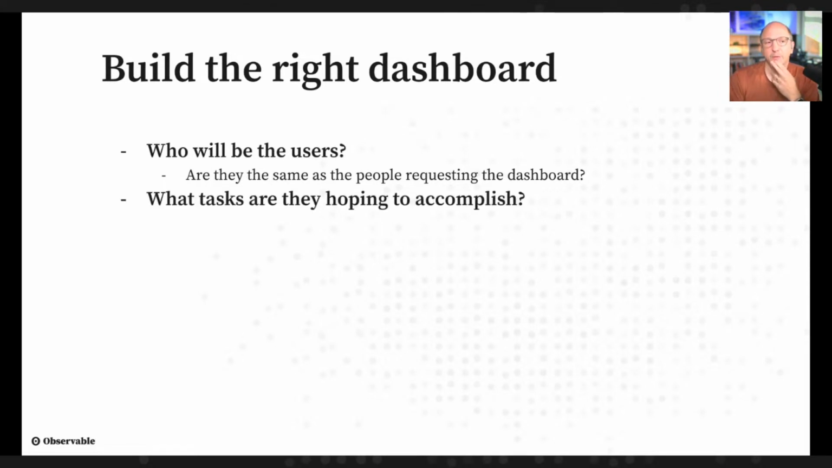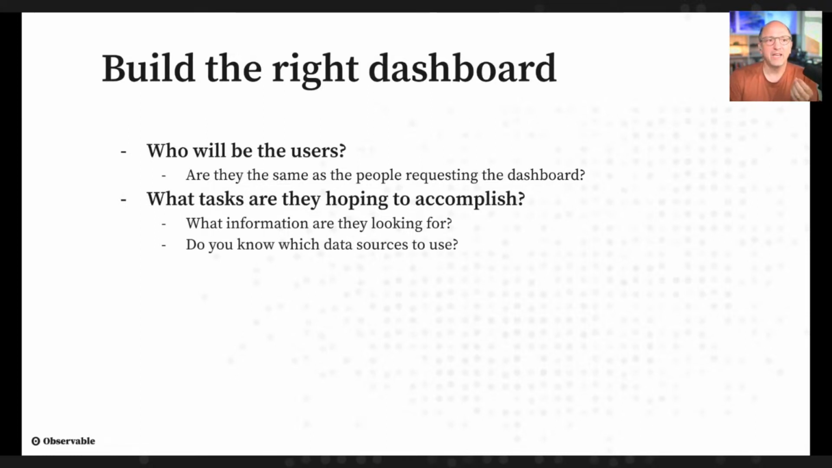And then what tasks are they hoping to accomplish? And this is also a more difficult question than it might seem at first, because often when you get a request, people will tell you what they want, but that's not always what they actually need. And I think I'll get to that on a later point here. But basically, what information are they actually looking for? And do you know what data sources you can use for that? So if somebody says, well, this is the data that I want, well, where does it come from? Do you know where you're going to get that? And are you able to find that and work with that?